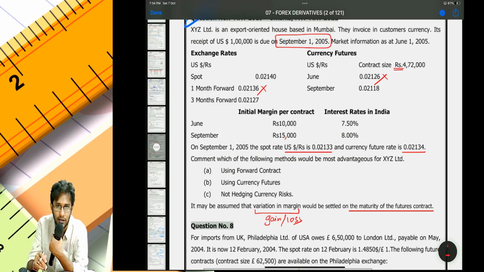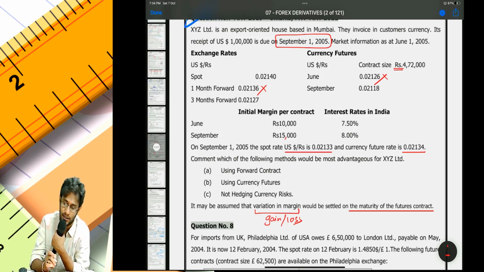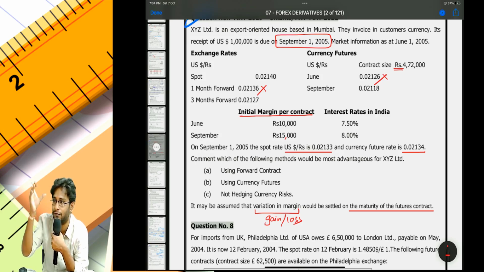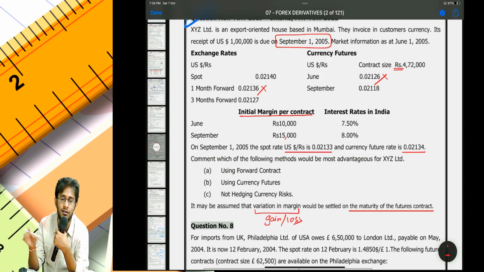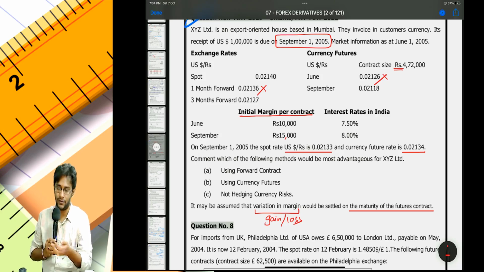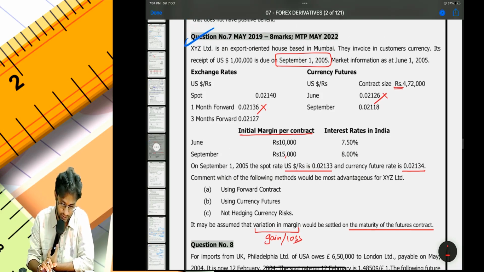Even if that point is not there, we will assume that anyway. But why is he giving that? Since he gave you the margin adjustment, you may think of doing a daily gain or loss statement. If you had to do that, for the next 3 months every day's price would have to be given. It is not given, so he says directly settle on the maturity date. Even if that line is not there, it will not make any difference for us. Question number 7.